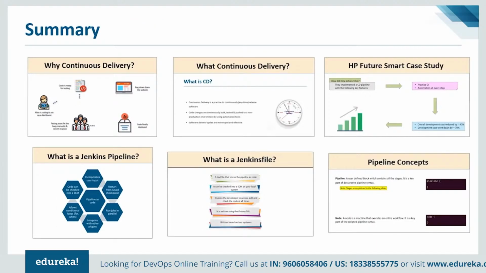So guys, let me just summarize today's session. So first we looked at why continuous delivery is so important and the problems that occurred before continuous delivery pipeline and how the continuous delivery pipeline solved the issues. After that, we saw what exactly a continuous delivery pipeline is, and then we saw how HP solved all of its issues by implementing the continuous delivery pipeline. And then we moved on to what exactly a Jenkins pipeline is. We studied a few features of Jenkins pipeline, and then we spoke about the Jenkinsfile, where we compared the declarative pipeline and the scripted pipeline.